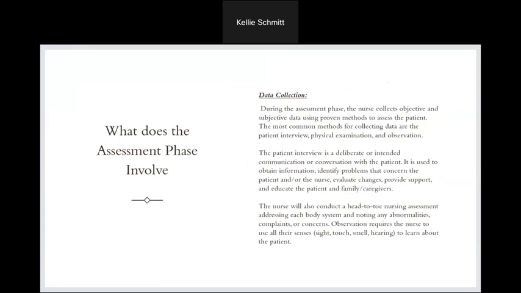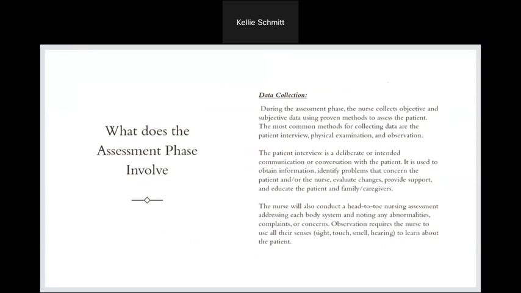We need to have communication and conversation with the patient. This is used to obtain information and identify any problems that the patient may be having or concerns. We are there to evaluate, provide support, and educate the patient and family members or caregivers. The nurse will also conduct a head-to-toe nursing assessment addressing each body system and noting any abnormalities, complaints, or concerns. We need to use all of our senses: sight, touch, smell, and hearing.